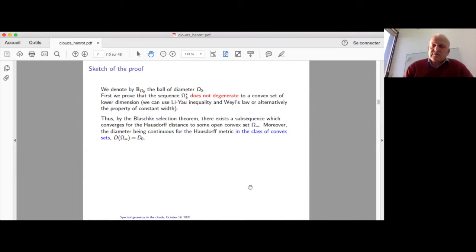Then, by the classical Blaschke selection theorem, we have a sequence of convex domains. There is a subsequence that converges to some open convex set Omega_infinity for the Hausdorff distance. And the diameter is not continuous in general for the Hausdorff metric, but in the class of convex sets, the diameter is continuous. So you can claim that the diameter of the limit set is also equal to D0.